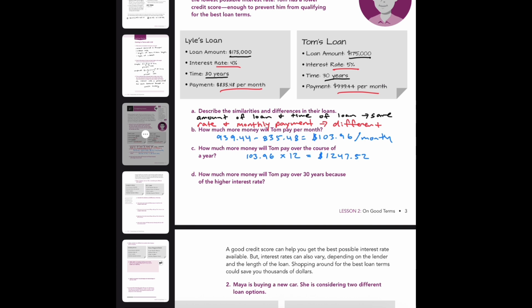the loan, if we multiply that number by 30, over the course of that loan, he's going to pay an extra $37,425.60. So quite a big increase for that small change between a 5% interest rate and a 4% interest rate.